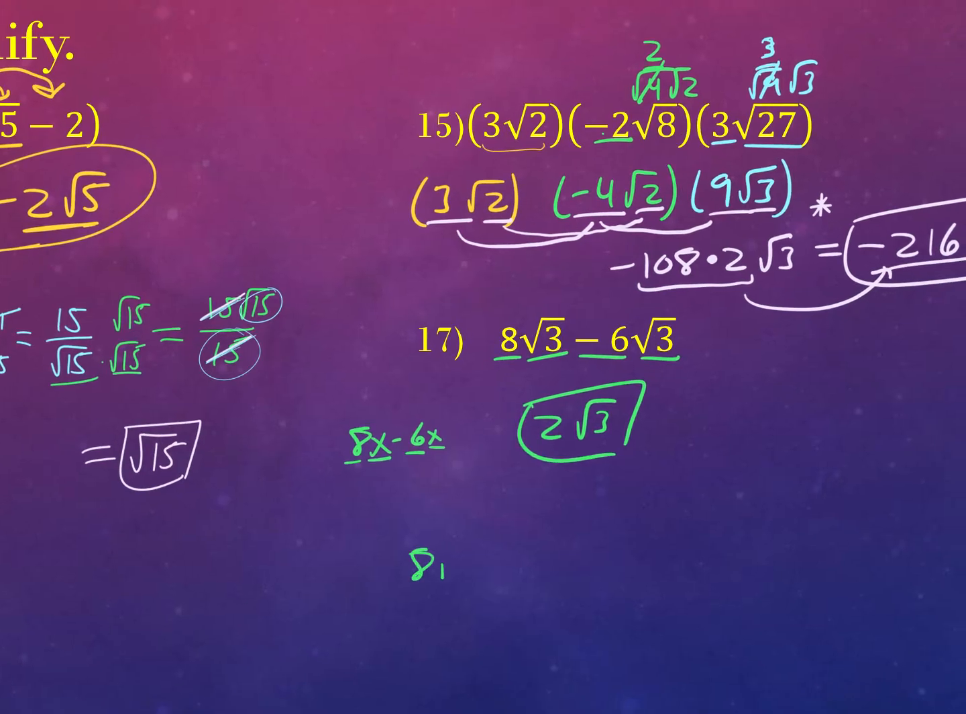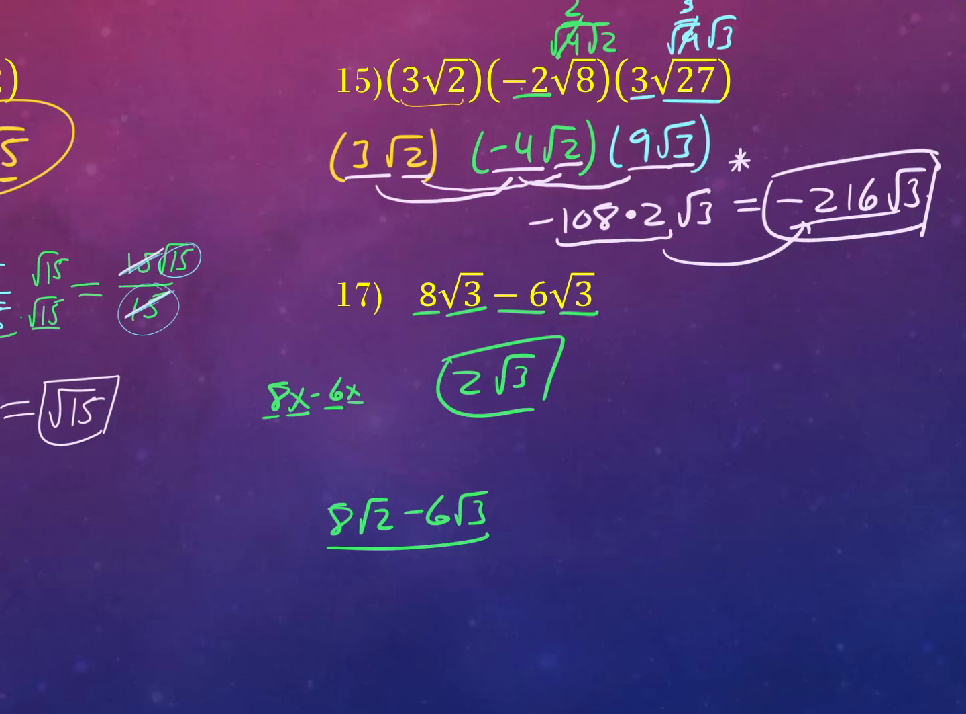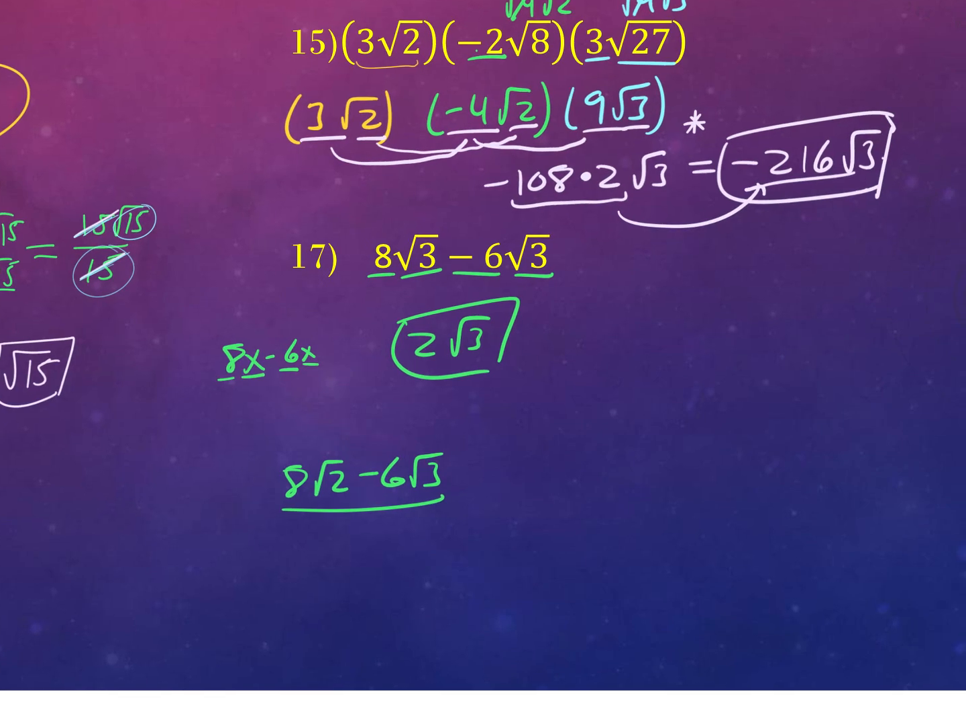Let's say it was 8 square root of 2 minus 6 square root of 3. That would stay my answer. I can't do anything to that because they're not like radicals. Let's say it was 8 cube root of 3 minus 6 square root of 3. Even though underneath the radical is the same, this is a cube root, this is a square root, they need to be exactly the same, you would just leave it like that. So only when they match in every aspect can you combine the numbers in front.